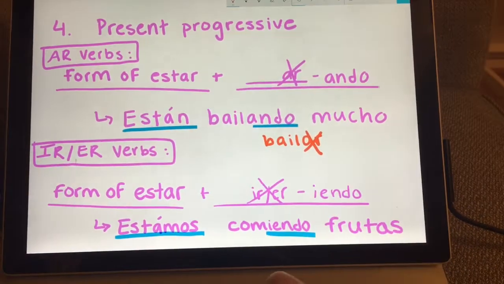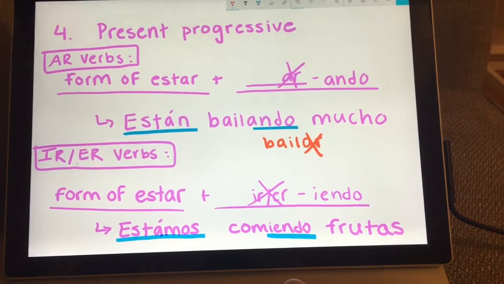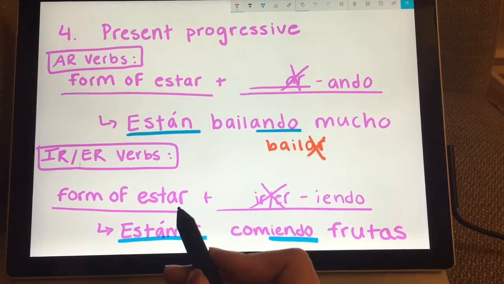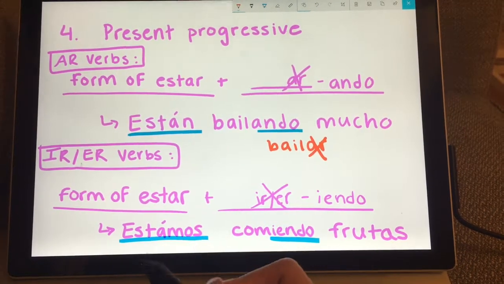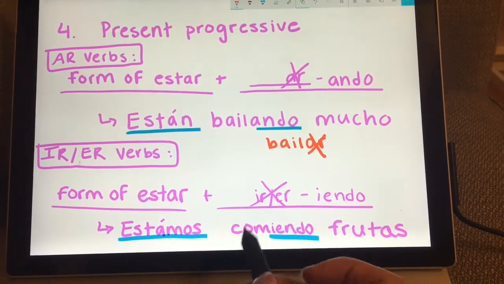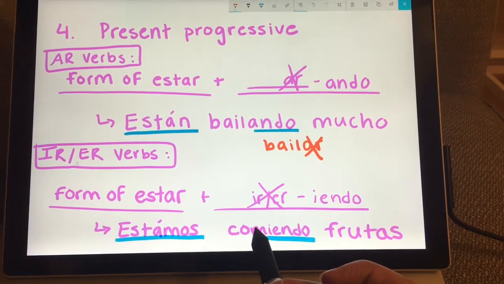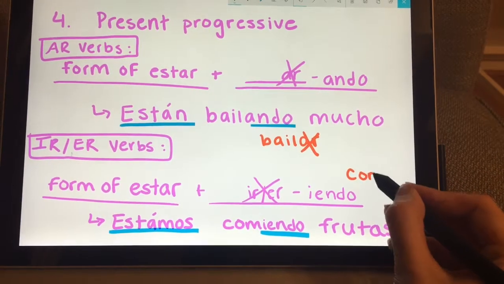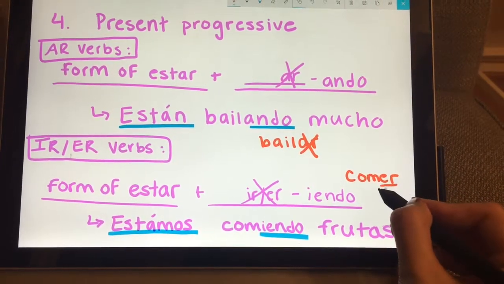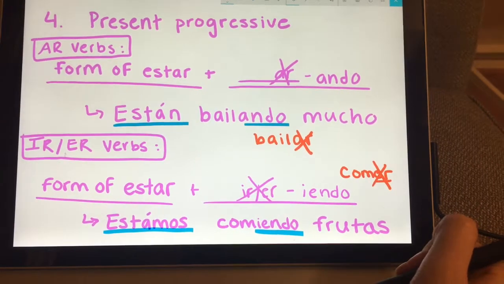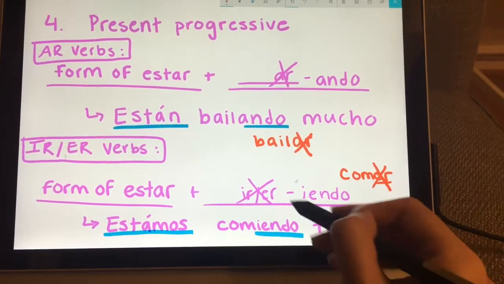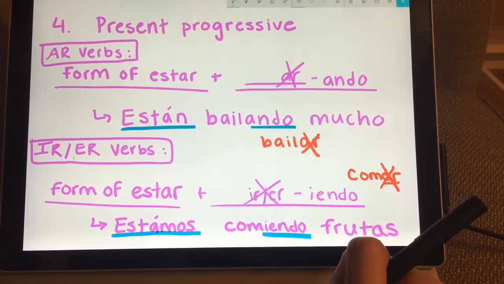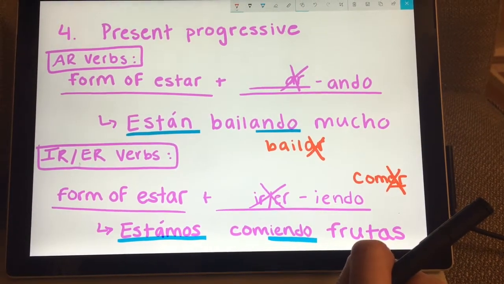For ER and IR verbs, the process is similar but also a little different. So you again start out with a form of estar that matches the subject. And then you take the infinitive of that IR or ER verb. In this example, I'm using comer, which is an ER verb. So I drop the ER and I add yendo. So my final product is estamos comiendo frutas. We are eating fruit.